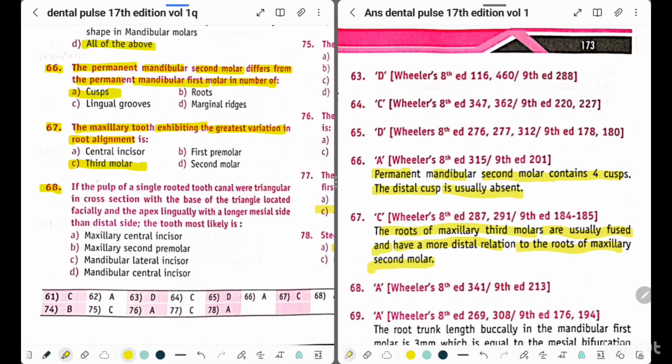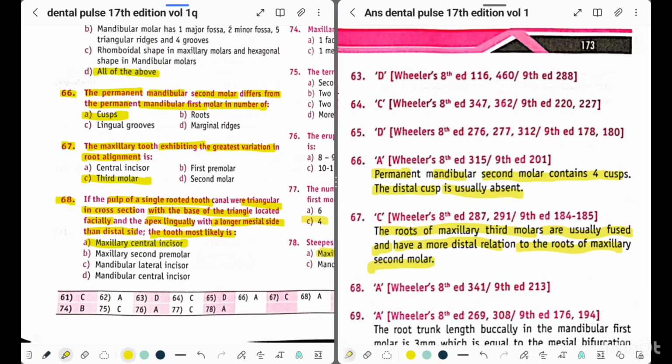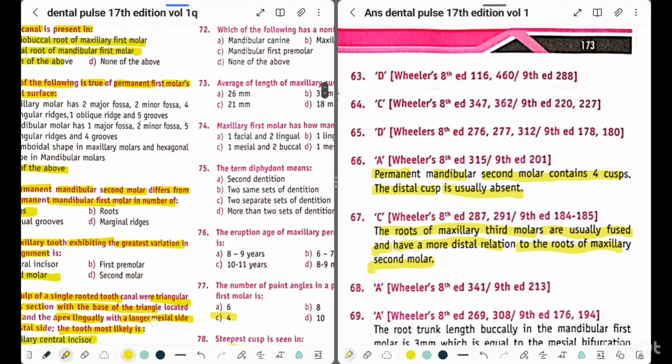Question 68. If the pulp canal of a single rooted tooth were triangular in cross section with the base of the triangle located facially and the apex lingually, with the longer mesial side than distal side, the tooth most likely is. So its answer is maxillary central incisor. So in maxillary central incisor, the pulp is triangular in cross section with base of the triangle located facially and apex lingually with longer mesial side than distal side. Okay.